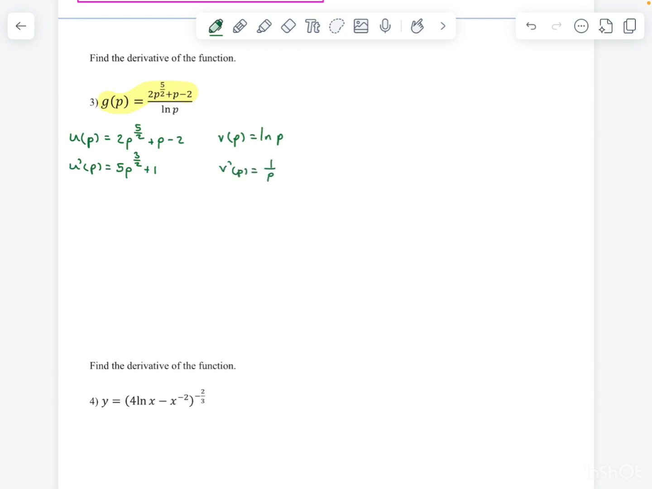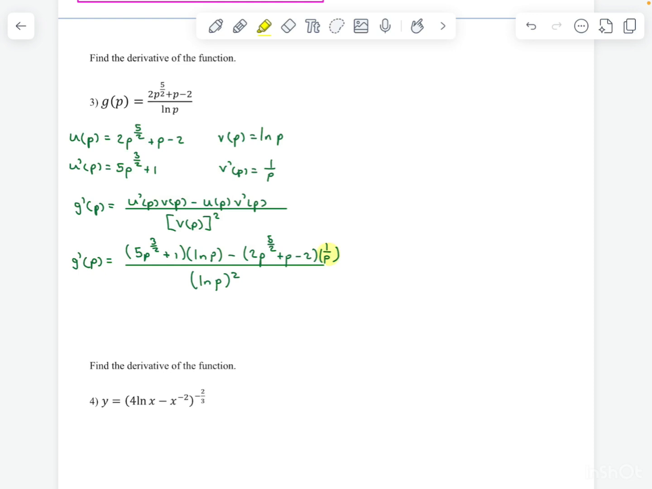divided by p. The derivative of g is equal to the derivative of u times v minus u times the derivative of v, all divided by v squared. So the derivative of g will look like this.